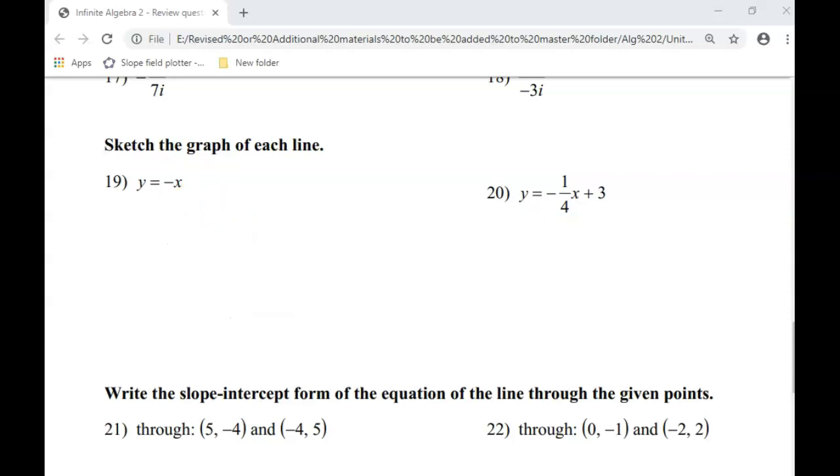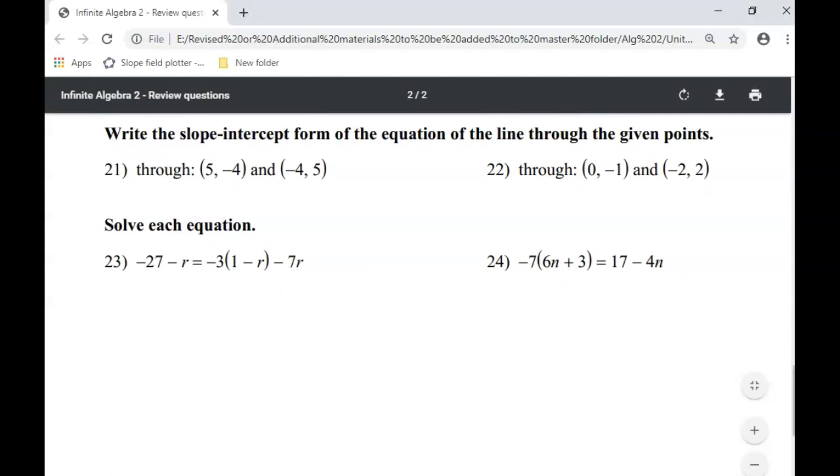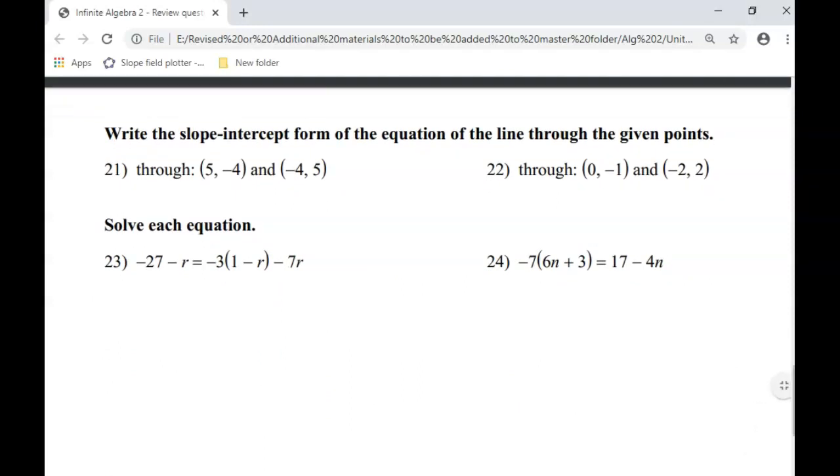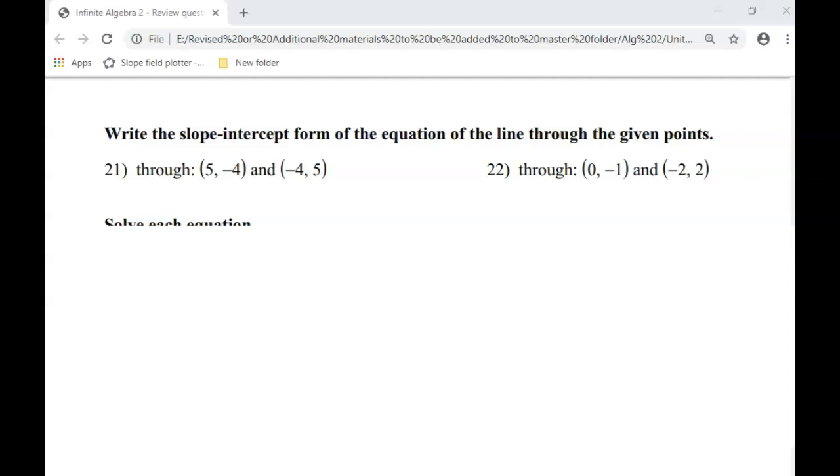Let's go ahead and take a look at number 21. Another thing that we learned this year was how to find the equation of a line. This is a very common skill, and it's something you want to know how to do. You're going to see it in almost every class after this. The first thing that you have to do is find your slope. Then you have to find your b, and then you can write your equation.